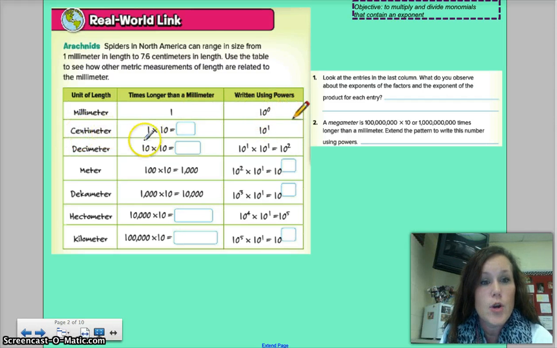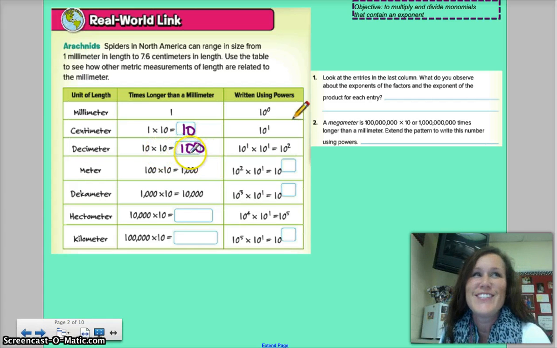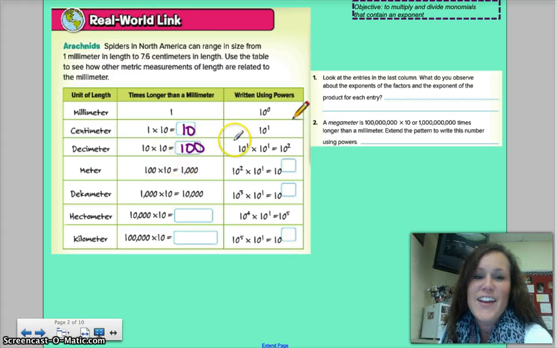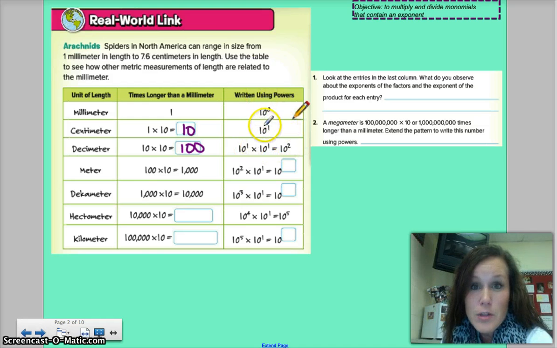Let's look at centimeter. It is 10 times longer than a millimeter, which would be 10. The exponent would be written as 10 to the first power. A decimeter is 10 times 10 times longer, which is 100. That's written this way: 10 to the first times 10 to the first, which is 10 to the second power. Notice how 1 plus 1, we get 2. We actually are adding the exponents. We're not doing any multiplying.